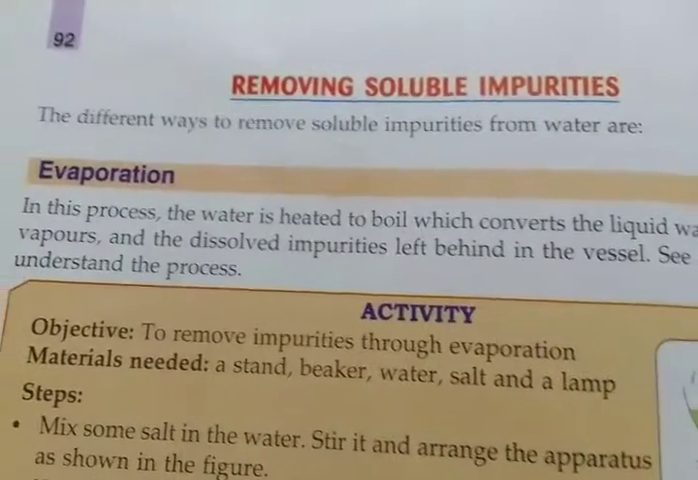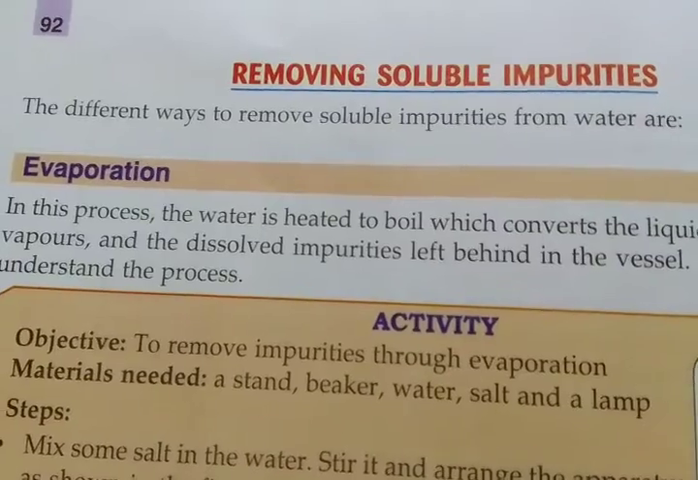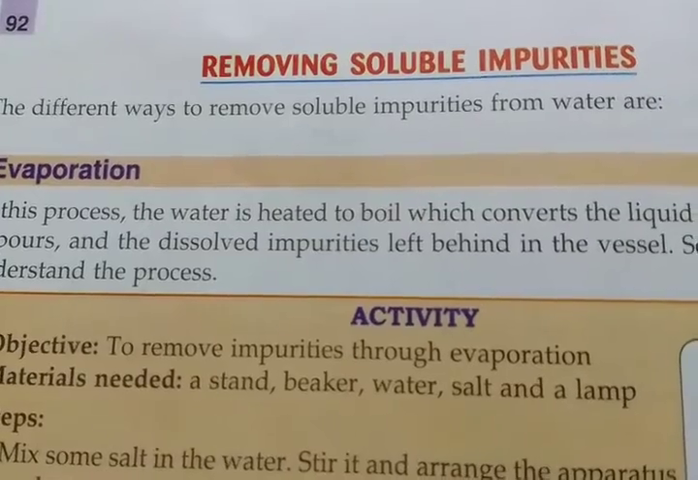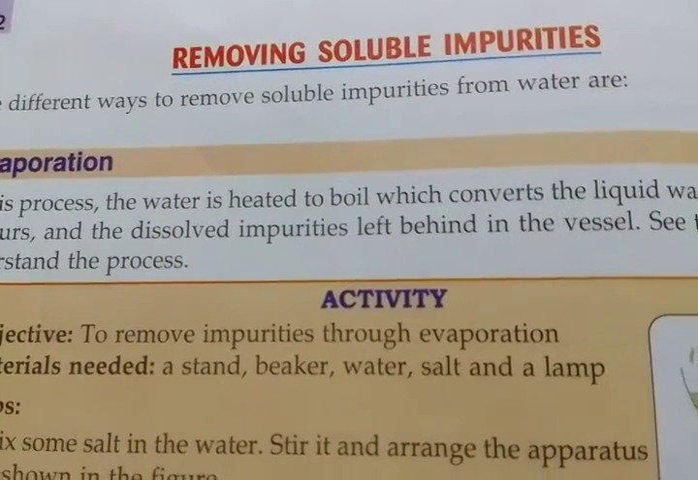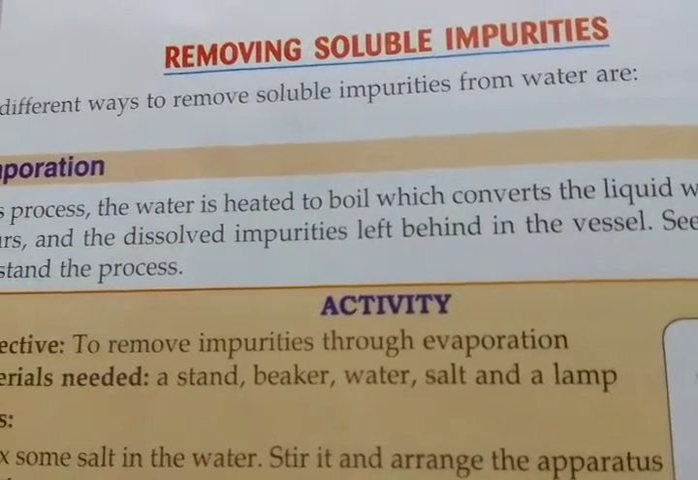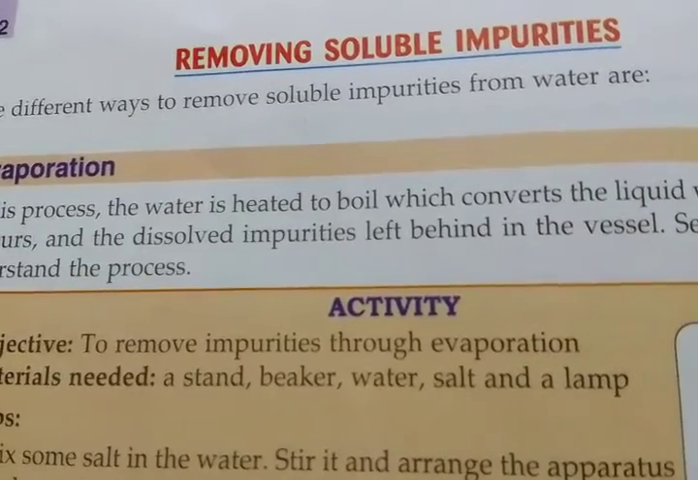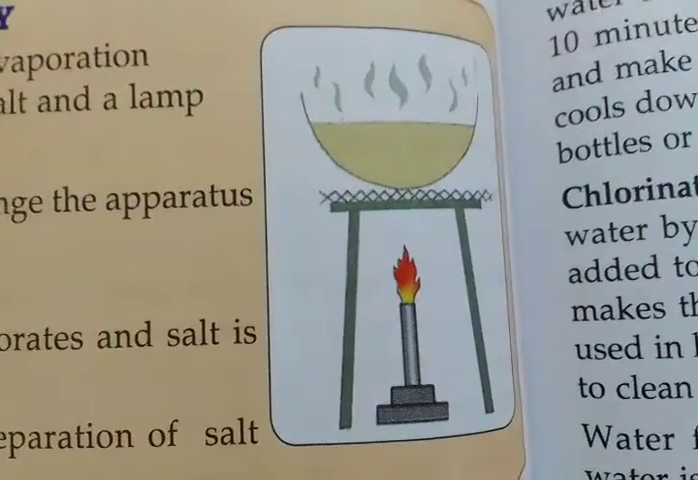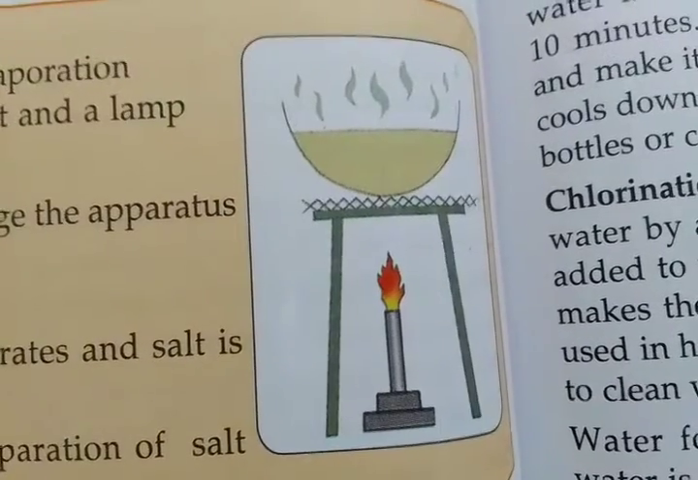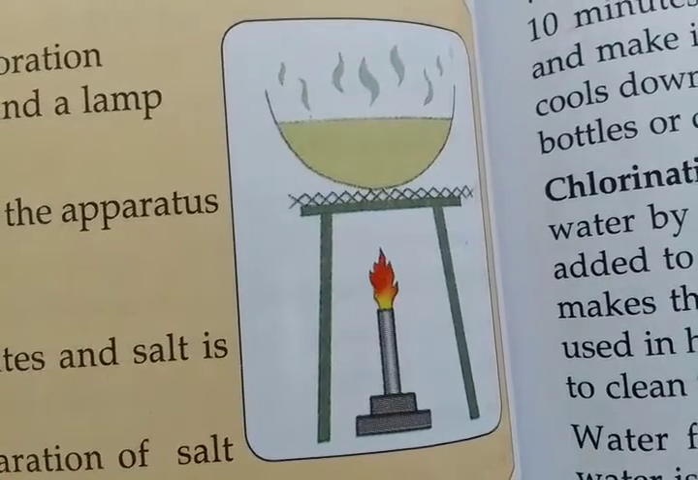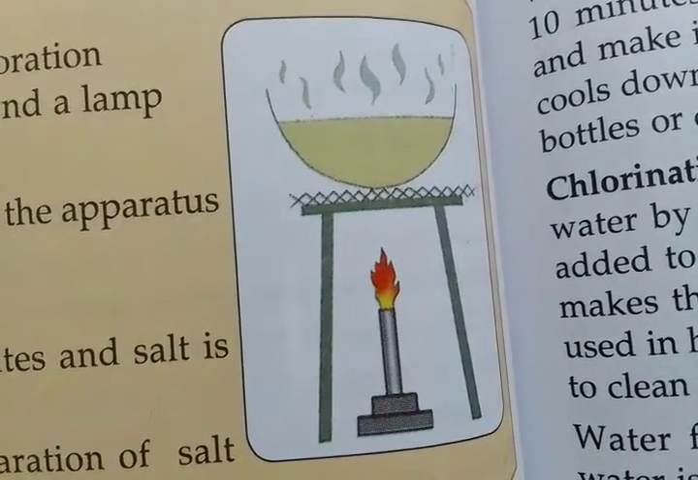Now is removing soluble impurities. So there are different ways to remove soluble impurities from water. These are evaporation and distillation basically. Evaporation is the process when the water is heated to boil, which converts the liquid water into water vapors, and the dissolved impurities are left behind in the vessel. Clear? Here, through an activity, you can understand the process.